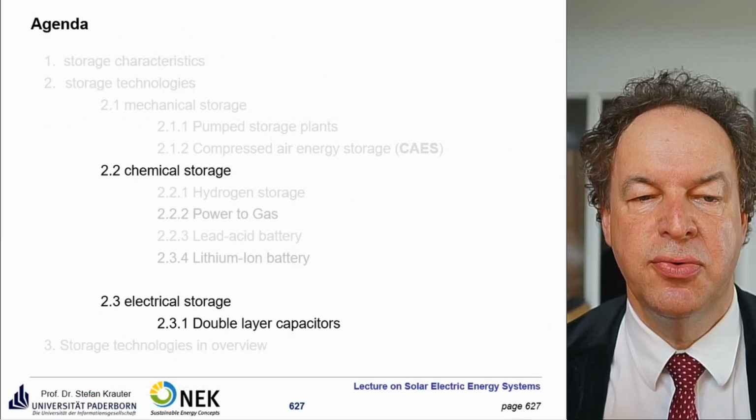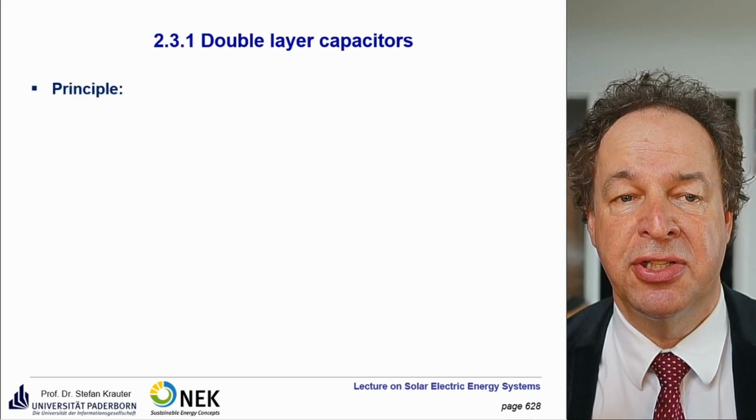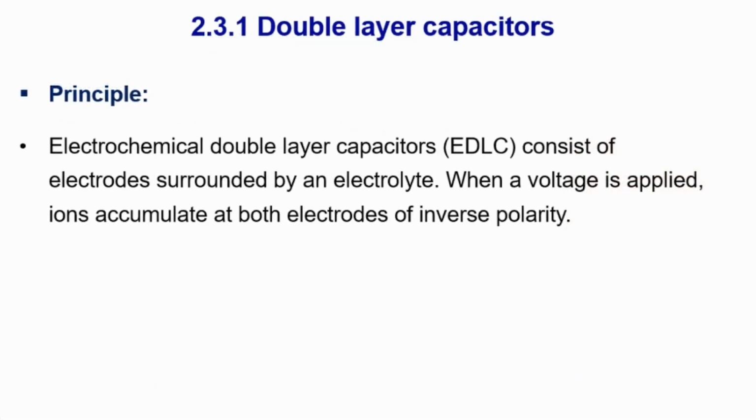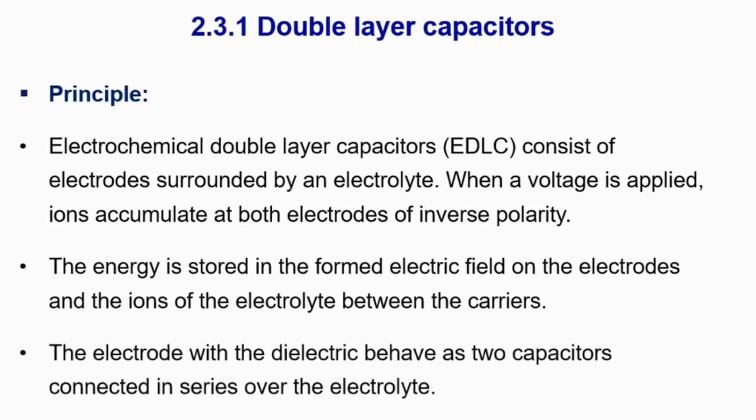Last but not least, we come to the electrical storage, the so-called double layer capacitors or ultra capacitors. These consist of electrodes that are surrounded by electrolyte. If a voltage is applied, ions accumulate at both electrodes of inverse polarity, like a conventional electrical capacitor works. The energy is stored in the form of the electrical field on the electrodes and the ions of the electrolyte in between the carriers. The electrode with the dielectric behaves as two capacitors connected in series over the electrolyte.